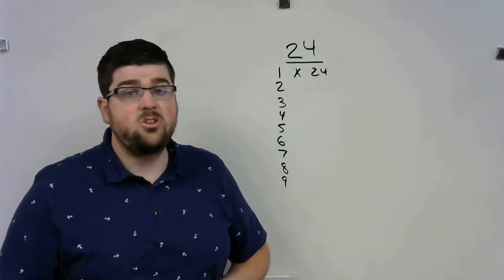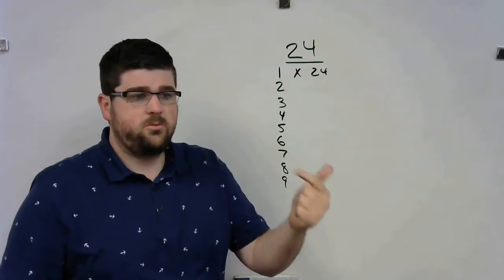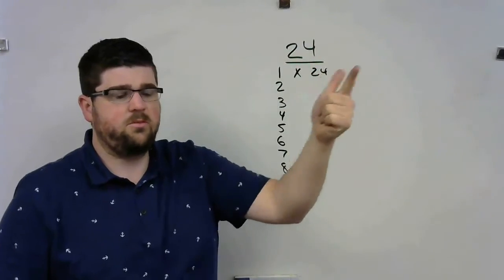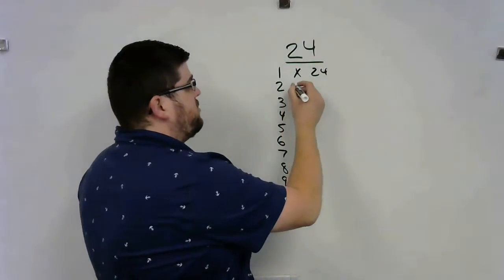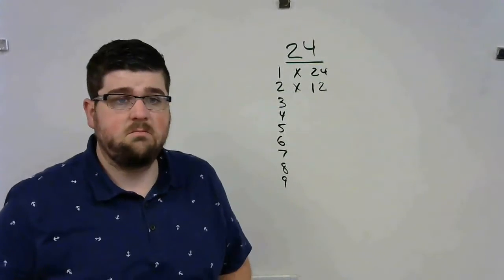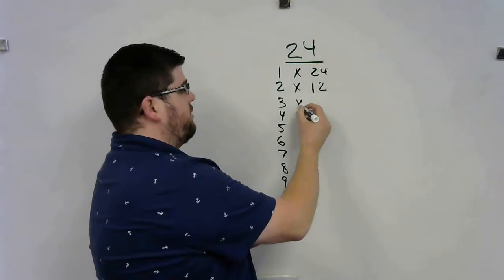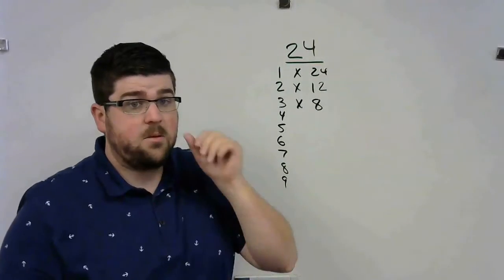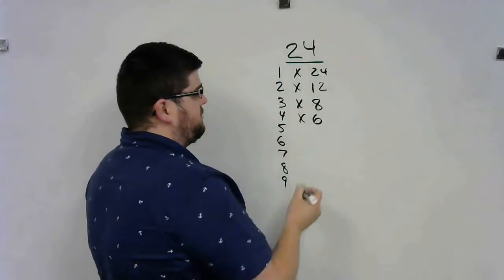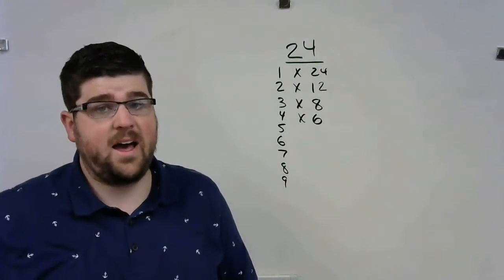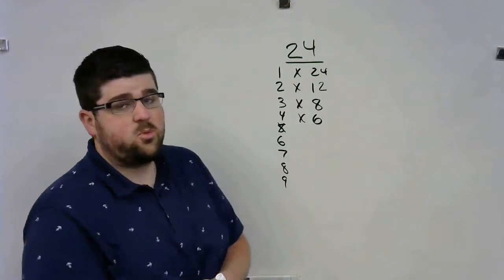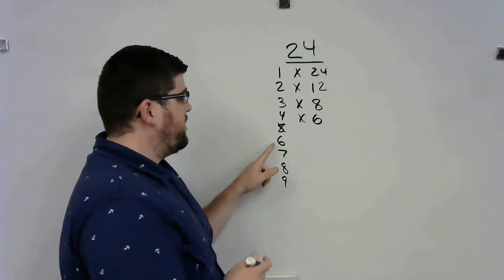Can 2 go into 24? 2, 4, 6, 8, 10, 12, 14, 16, 18, 20, 22, 24. Yes, it can. 12 times. Can 3? Yeah, 3 can, 8 times. Can 4? You bet. 4 can, 6 times. And then can 5? 5 can't. The closest you can get is 20 and 25. So my next one is 6.